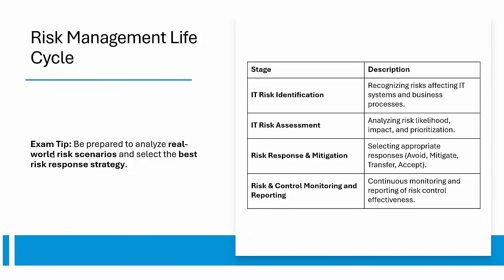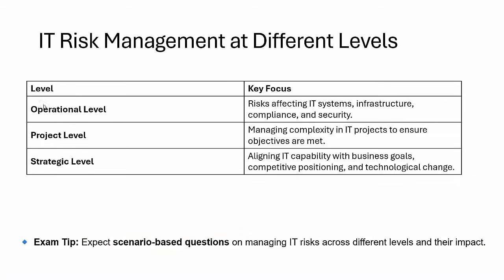So when we're talking about risk identification, we have 3 types of risk. One is called operational level risk, the risk affecting your IT system, infrastructure, compliance and security. Then we have project risk, like a project running out of time and all that. And then on the strategic level, risk which impacts your overall organization strategy. So you can expect some scenario-based questions on managing IT risk across different levels of impact.